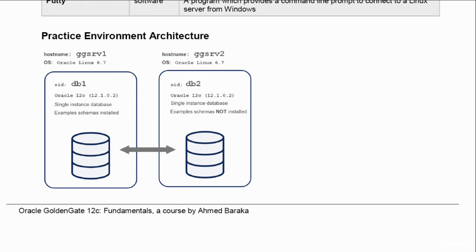This is the architecture of our practice environment. We would have 2 virtual machines. The first one has the host name GGSRV1 and the second one has the name GGSRV2. Both of them have Oracle Linux version 6.7 installed in it. The database in the first host has the example schemas installed in it, whereas the database in the second host doesn't have the example schemas installed in it. DB2 database will be used as a target database.